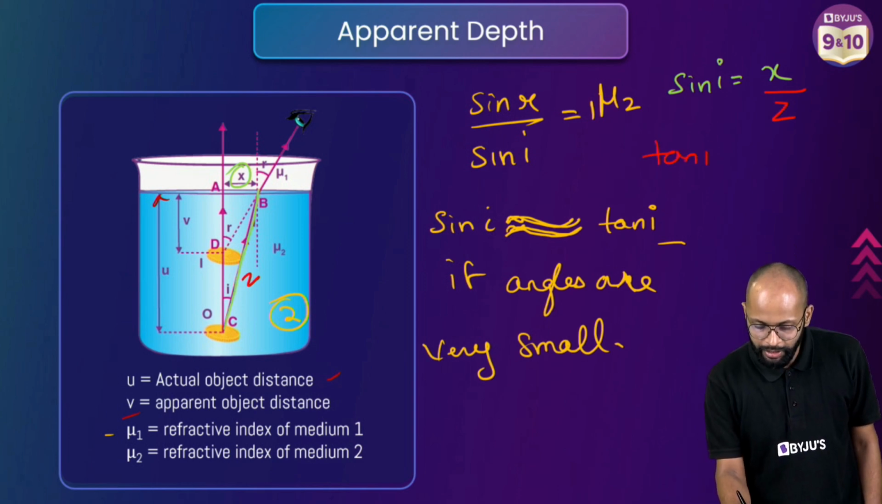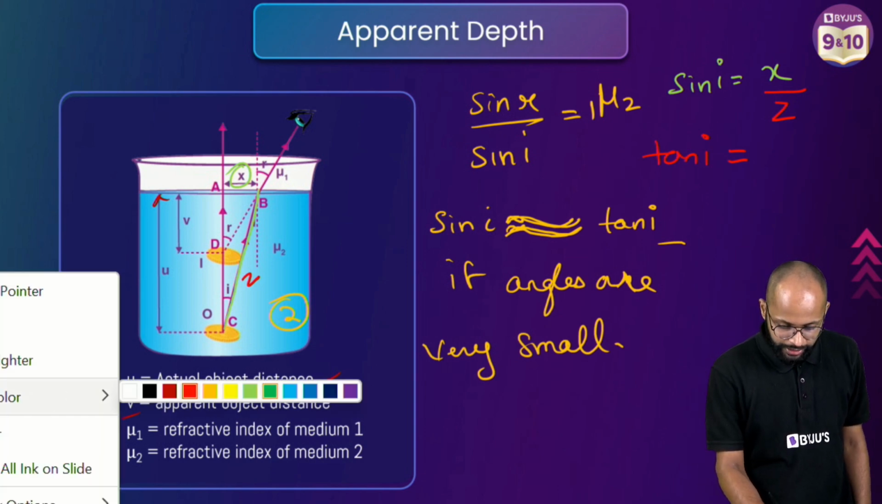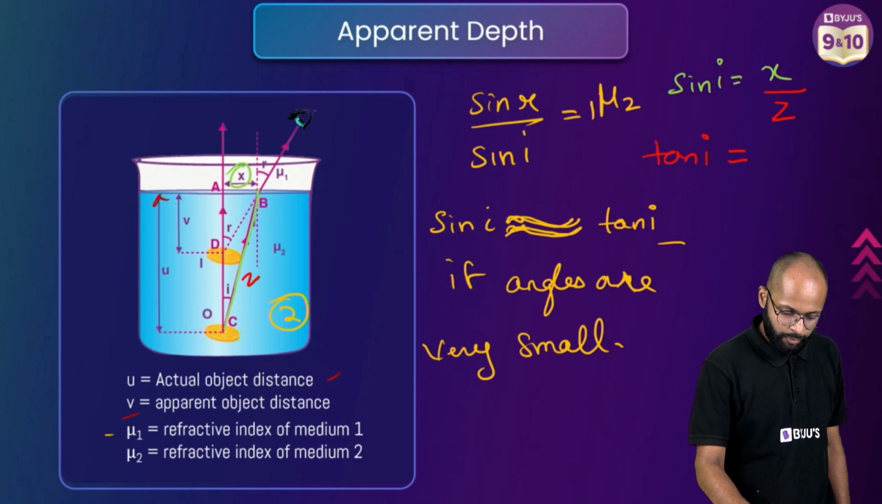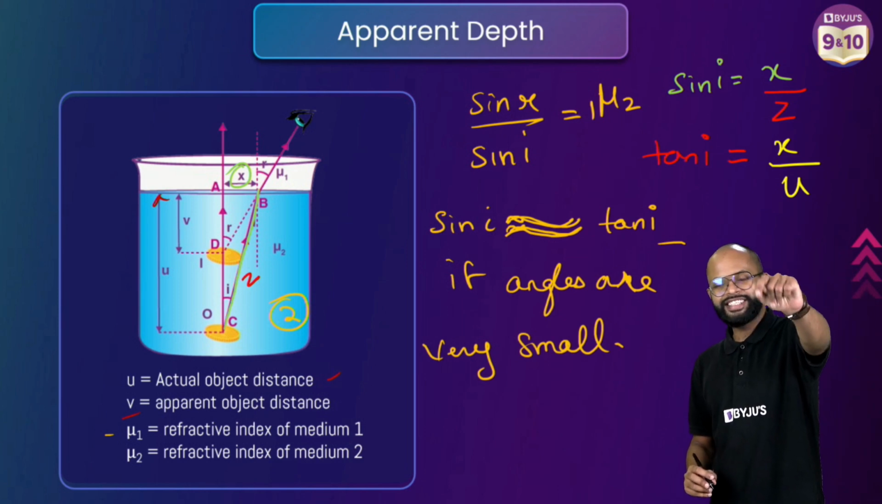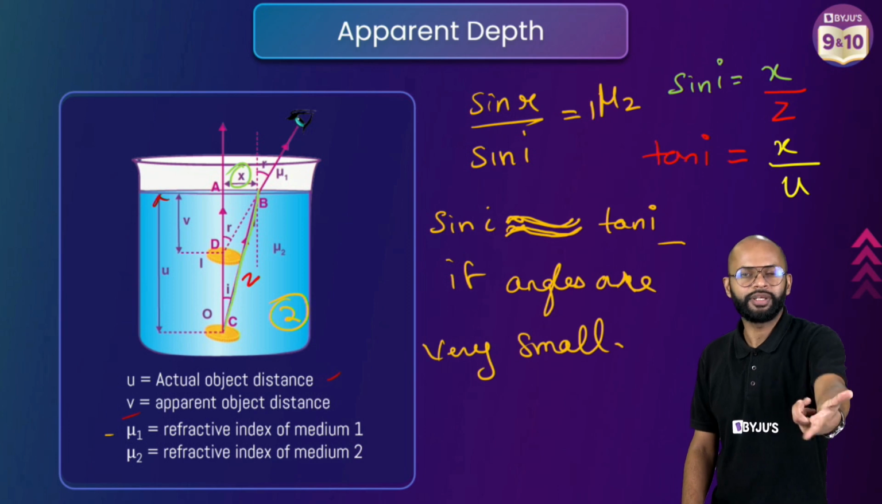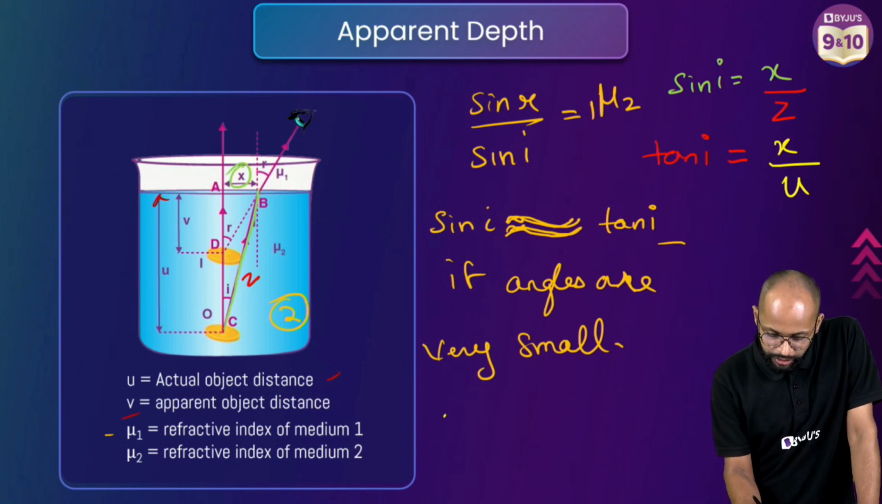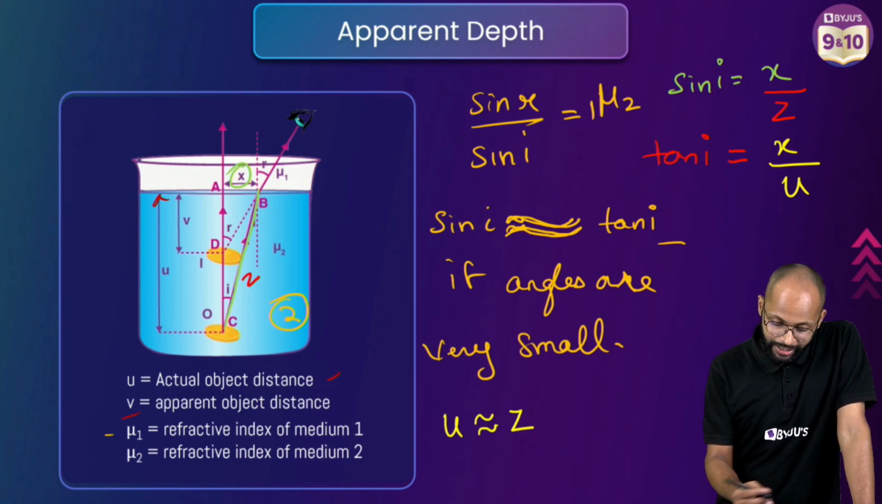Tan of I will be how much? Come on, think about it. Tan of I will be perpendicular, that is x, upon base. Base is u. Now, we just said if angles are very small, the base and the hypotenuse become equal, right? Means u is almost equal to z. Means sin I is equal to tan I.